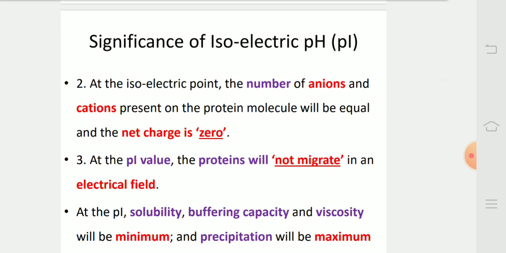At the isoelectric point, the number of anions and cations present on the protein molecule will be equal and the net charge will be 0. At the pI value, the proteins will not migrate in an electric field. At pI, the solubility, buffering capacity, and viscosity will be minimum and precipitation will be maximum.